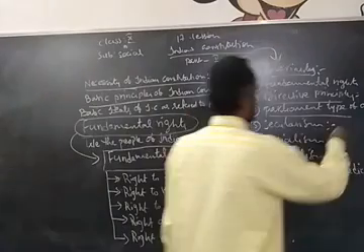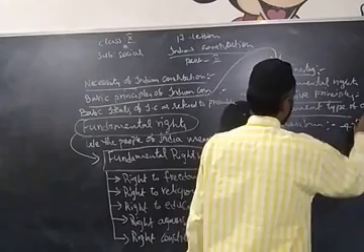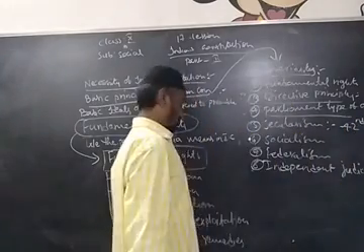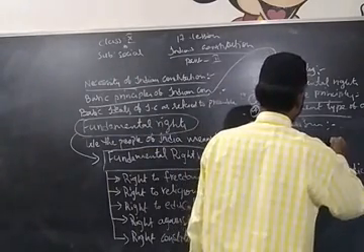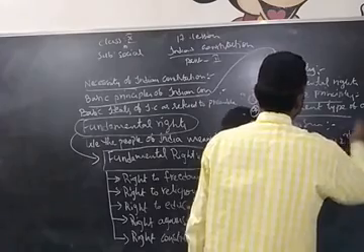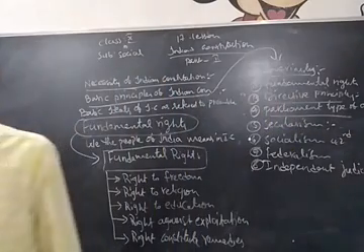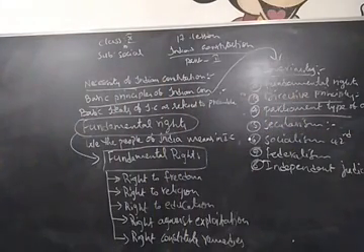So, in the 42nd Amendment, this word socialism was added in the preamble. It is mainly for socio-economic development. Here, anyone can develop their economic status. No one has a right to stop another's economic development.